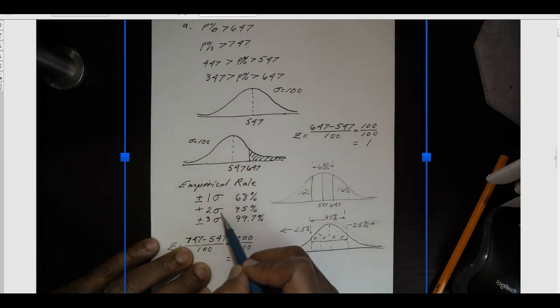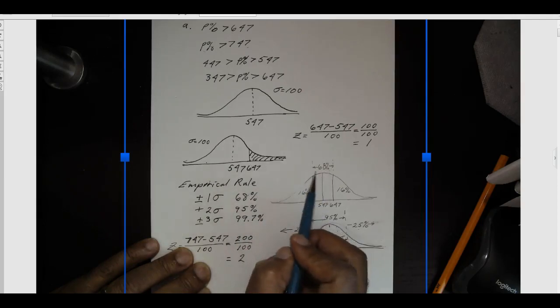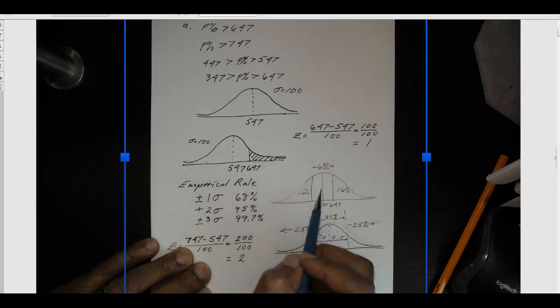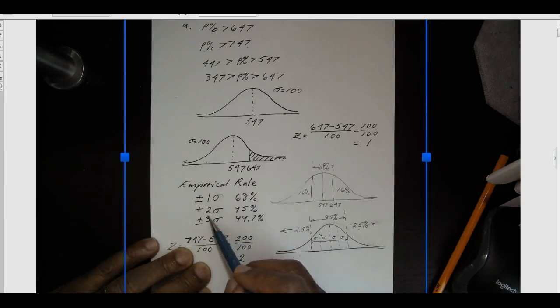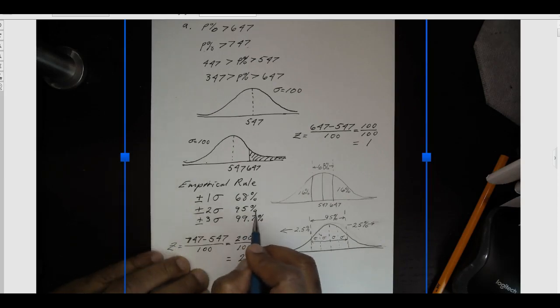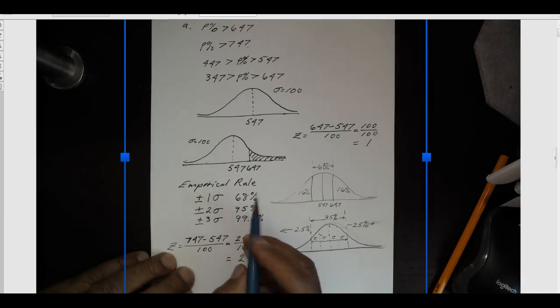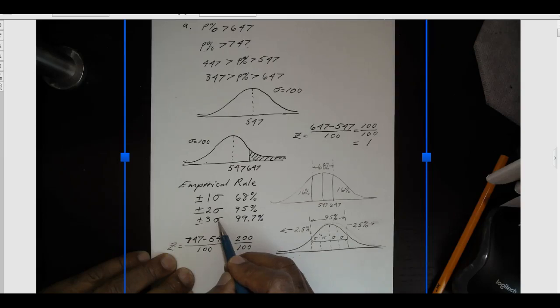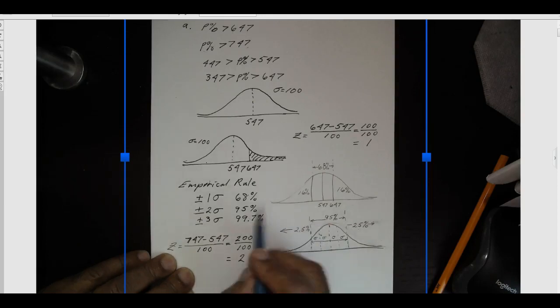What they want you to remember is that if you go plus or minus 1 standard deviation from the mean, the empirical rule tells us that we'll capture 68% of the data values. If you go 2 standard deviations above and below the mean, you'll capture 95% of the data values. Now in chapter 3, they simply say if you go plus or minus 3 standard deviations above and below the mean, you'll capture almost all of the data values. When we get to chapter 6, we'll find out that it's actually closer to 99.7%, which is practically almost all.